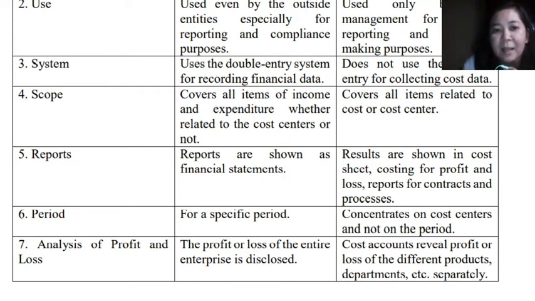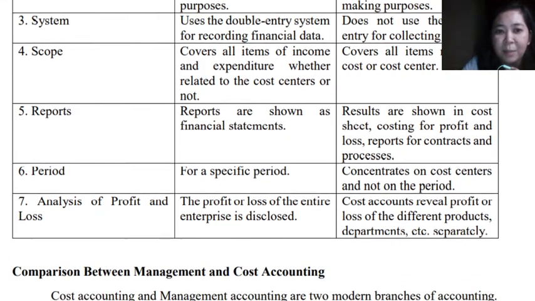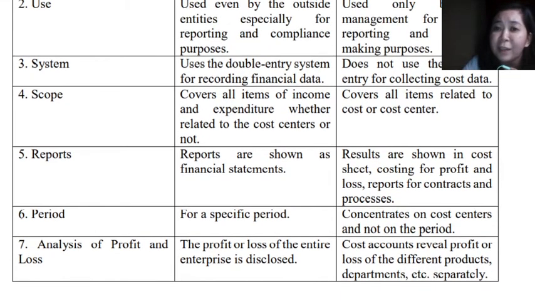Okay, and lastly is based on the analysis of profit and loss. For financial accounting, the profit or loss of the entire enterprise is disclosed. When we say profit and loss statement, this is the same as our income statement. So the income statement or the statement of profit and loss is for the entire business enterprise as a whole.